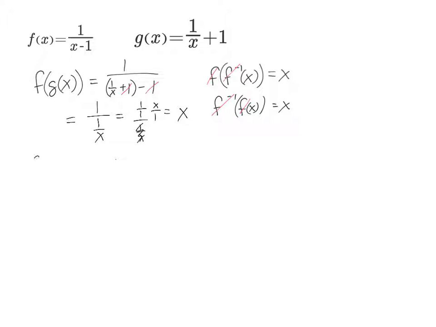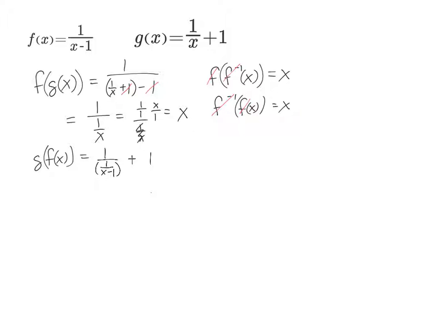Now let's try the other way. G of f of x. So g is my outside function, so we're going to end up getting 1 over something plus 1. And inside there, we're going to put 1 over x minus 1.